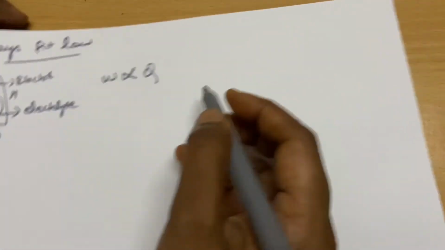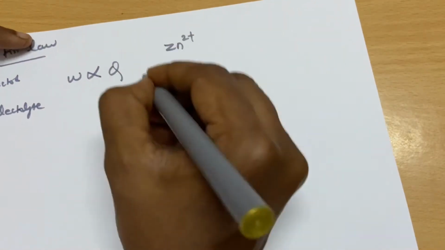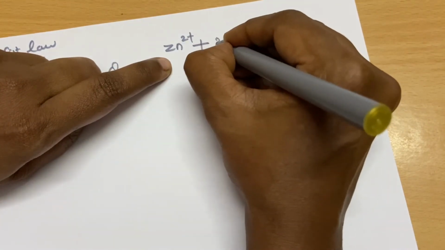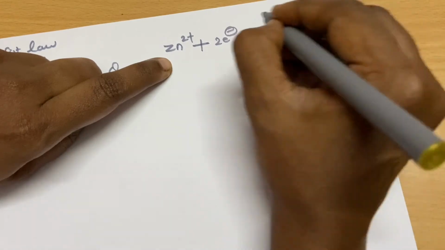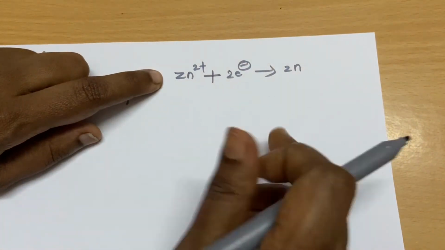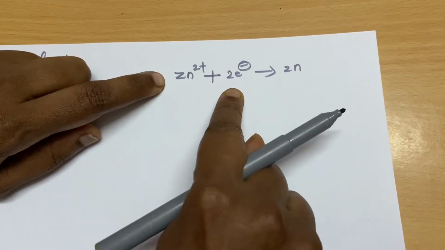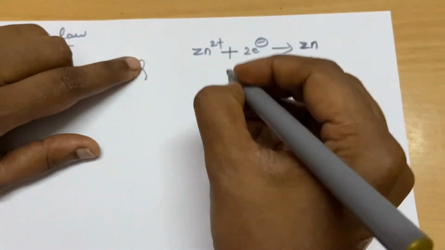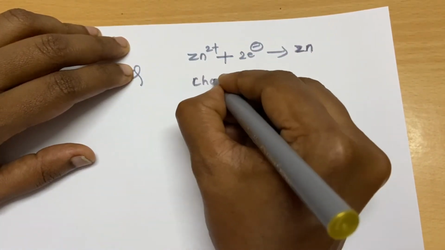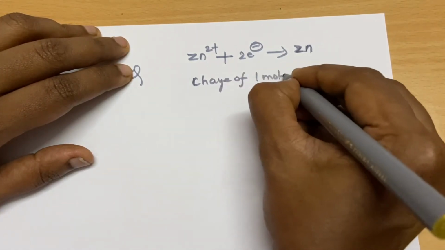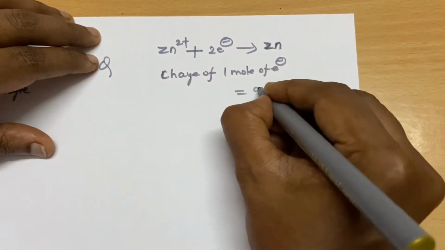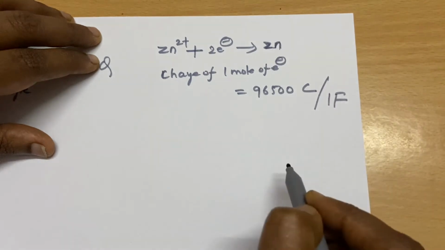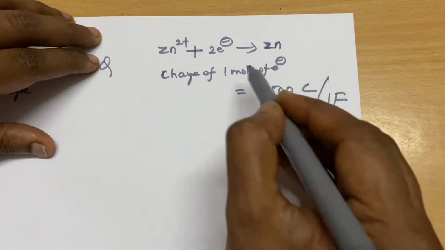For example, if Zn2 plus, if you pass current in zinc sulfate, how many electrons are needed? You need 2 moles of electrons to reduce 1 mole. So you should read it like this, students: for 1 mole of zinc 2 plus ion, you have to pass 2 moles of electrons to get 1 mole of metallic zinc. What you have to know is the charge of 1 mole of electrons. 1 mole of electrons is equal to 96,500 coulombs. You must know this, which is equal to 1 Faraday. 96,500 coulombs, 1 Faraday, 1 mole of electrons.